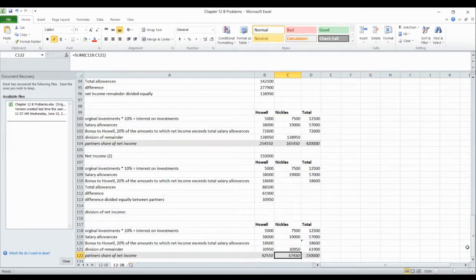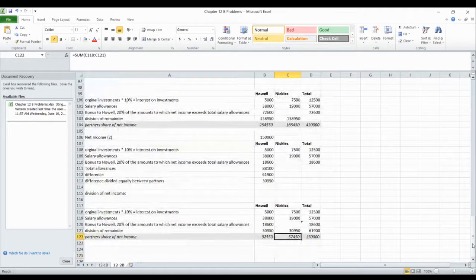And so that's how we would complete the spreadsheet. So again, I'm going to stop sharing this spreadsheet with you. I'm going to go back to share the application screen, and then we're going to look at Cengage.